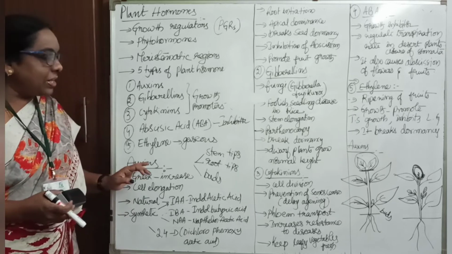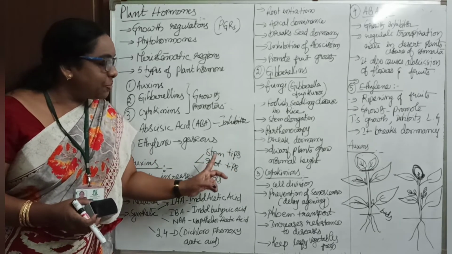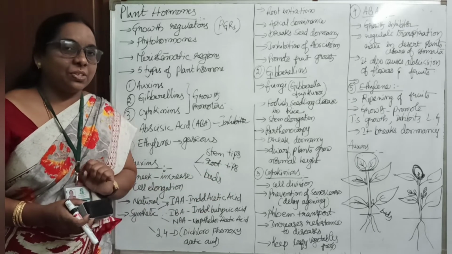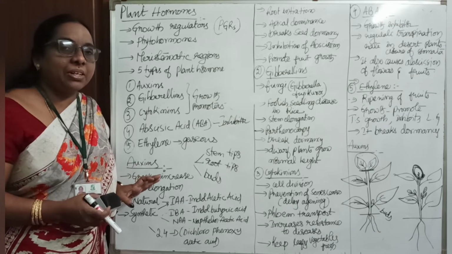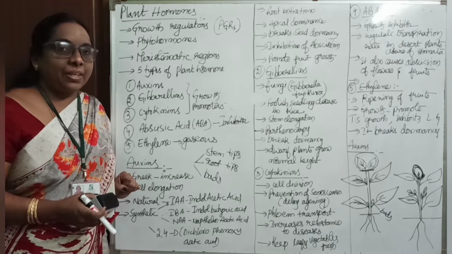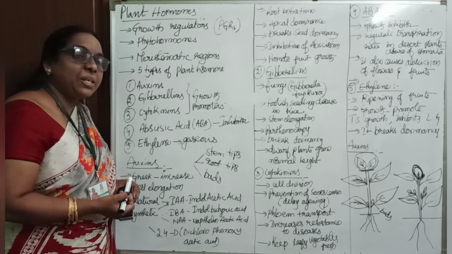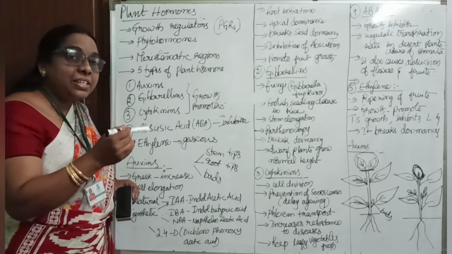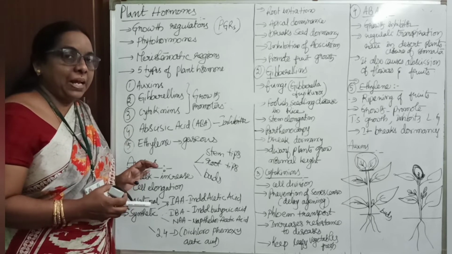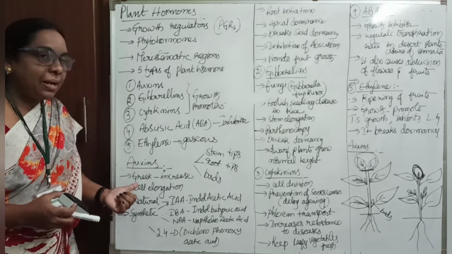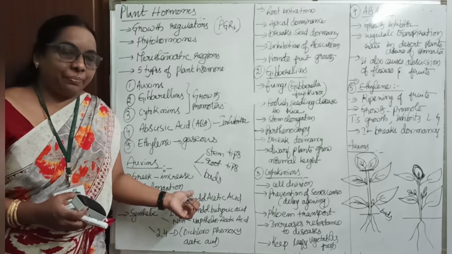Let's come to the auxins. Where are these auxins present? The auxins are present in shoot tips, root tips and in the bud regions. The word auxin is derived from the Greek, and it means increase. In the tip regions cell division takes place more, and then the initiation of the root and growth of the stem takes place in the plants.